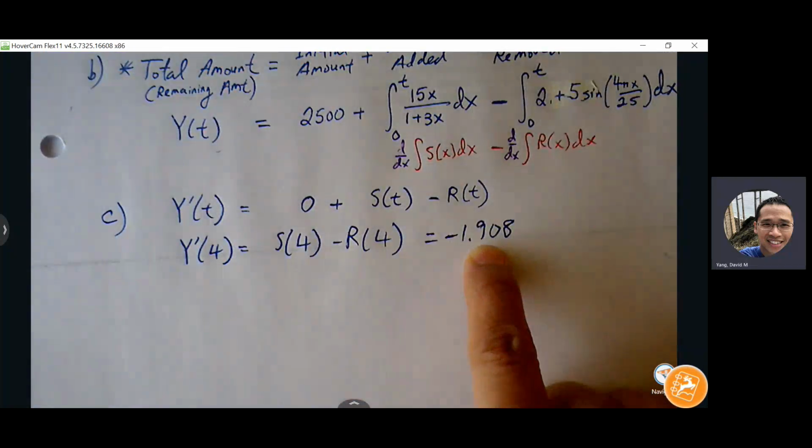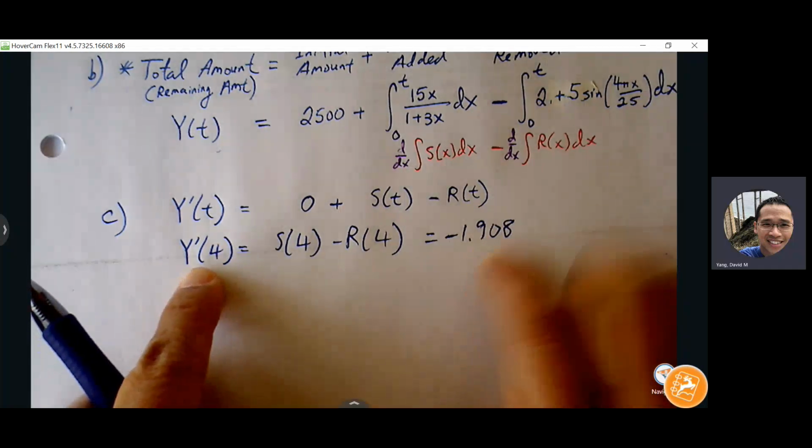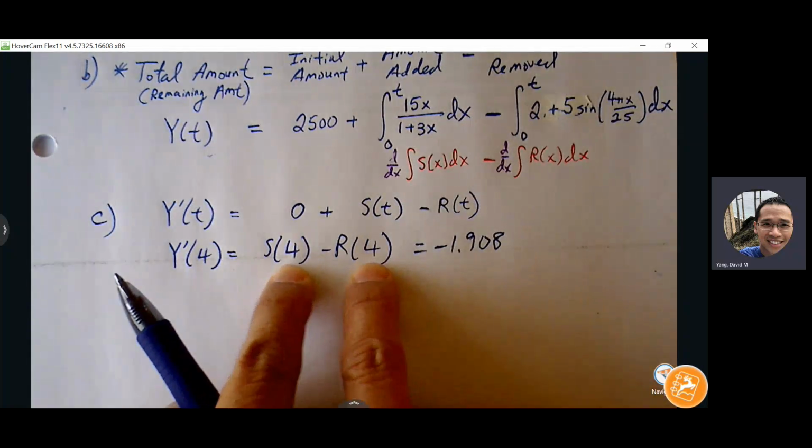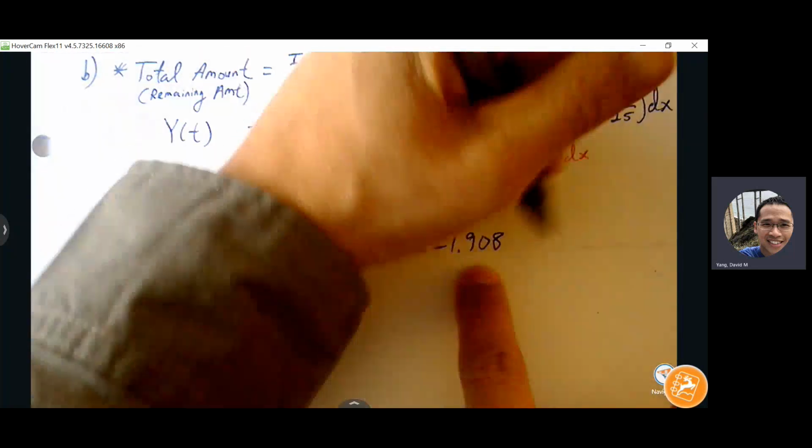Okay, what's my unit of measure going to be? Well, cubic yards per hour, right? S and R, they're both rates, right? They're both in terms of cubic yards per hour. So this is going to stay cubic yards per hour.